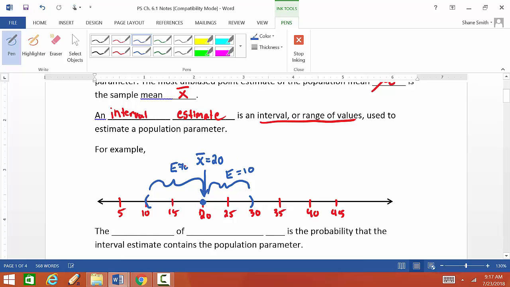that means that my mu is between 10 and 30. So having a margin of error of 10 in this example from 20 means that my mu is between 10 and 30. Because if I subtract 10, I'm at 10. If I add 10 to 20, I'm at 30, right?